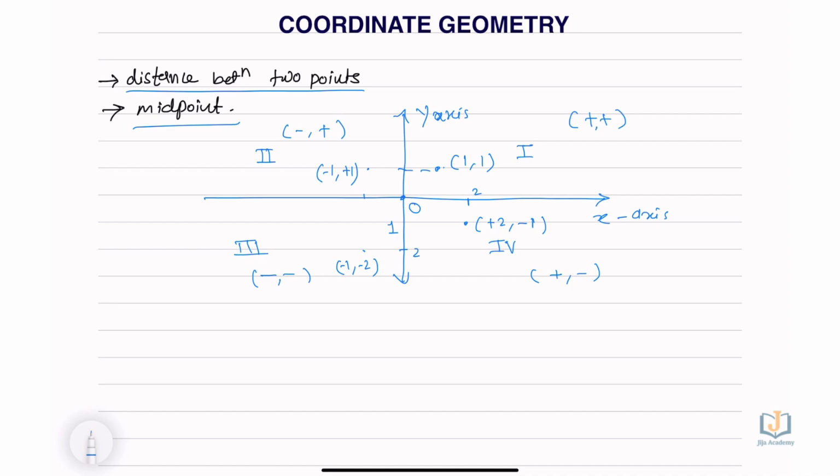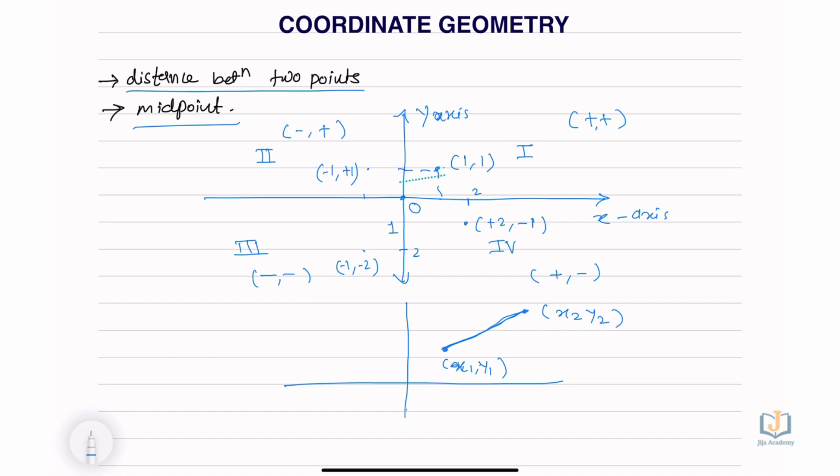So now we are finding the distance. So if this is our coordinate and here is one point and here is another point, this is x1, y1 and this is x2, y2. So how to find the distance of that?